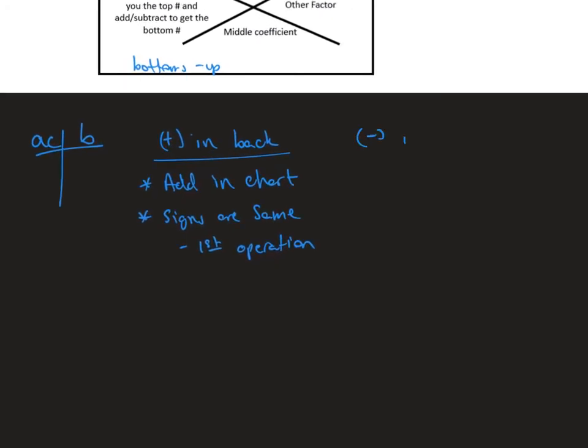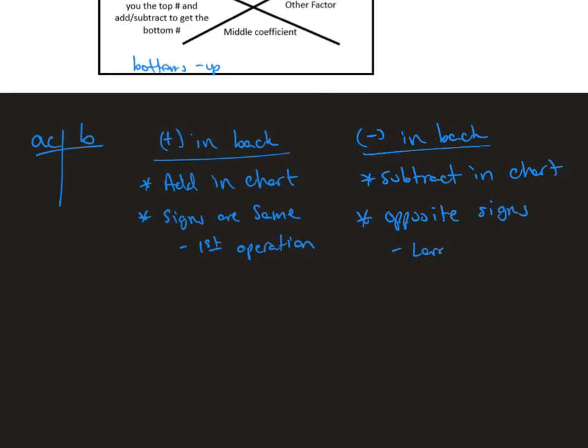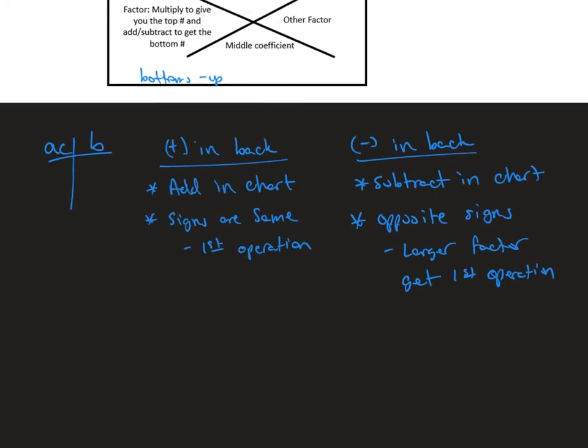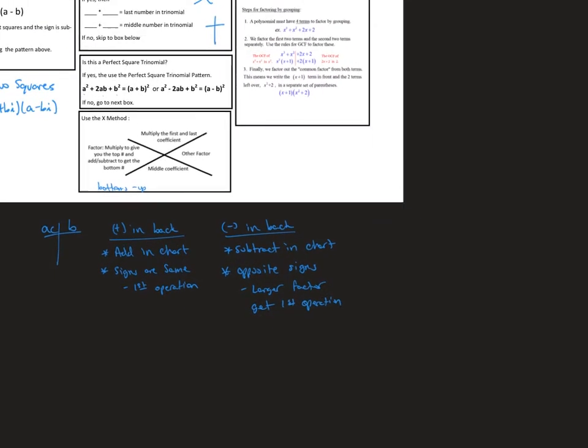If it's a minus in the back, you can do the opposite. You're going to subtract in the chart. You're also going to have opposite signs. So one is going to be positive, one's going to be negative, and you got to remember the larger factor gets the first operation or the first sign. And that'll help you, and then you go straight from that into bottoms up. So once again, that's how I do my chart, to kind of help you out. We have that as an option.